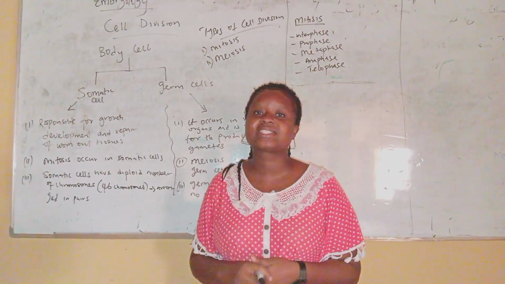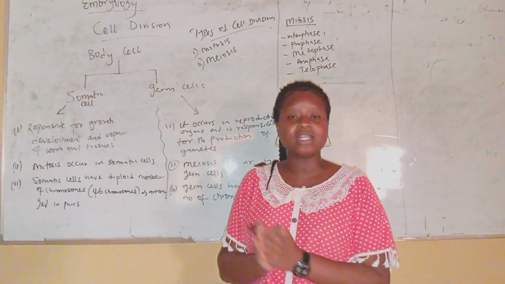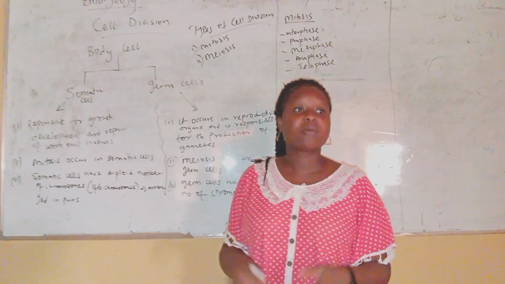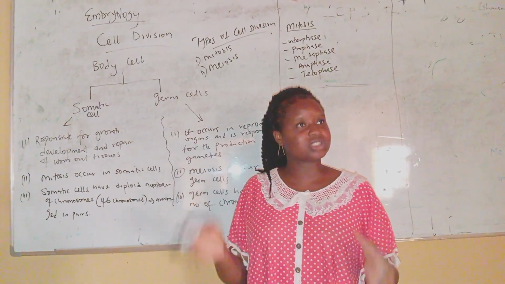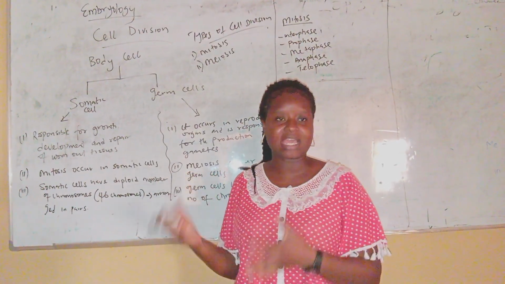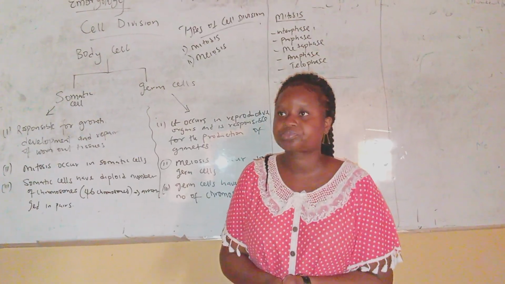So in today's class, we are going to be talking about cell division. So we all know that cell division is divided into two, mitosis and meiosis. But before we go into mitosis proper, I would like us to discuss a bit about the cell. The cell is the basic and functional unit of life, and cells come together to perform a specific function.